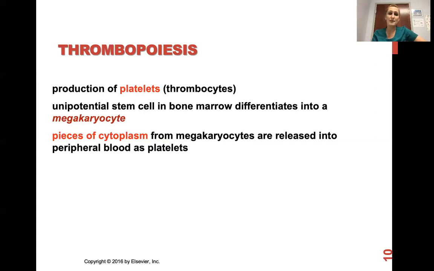What happens is that the megakaryocyte pushes against the vessels in the bone marrow, and the shear pressure of the blood going by actually shears off fragments of the megakaryocyte cytoplasm. So platelets are pieces of megakaryocyte that are released into peripheral blood as platelets.